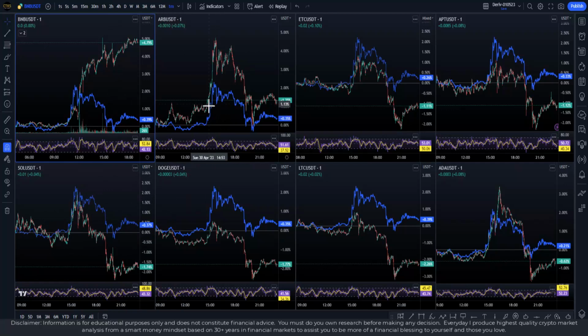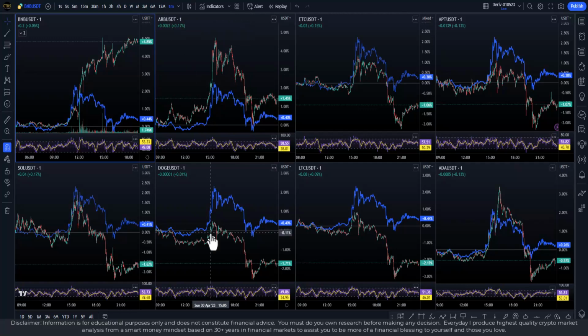What about ARB? ARB has been stronger than Bitcoin. This is good. You want to look at strength, but just be aware as well. No alt can escape Bitcoin's gravity. As ARB was going up, also Bitcoin was going up. But notice what happened when Bitcoin, that blue line, came down. What happened to ARB? It came down as well. So you must pay attention to Bitcoin.